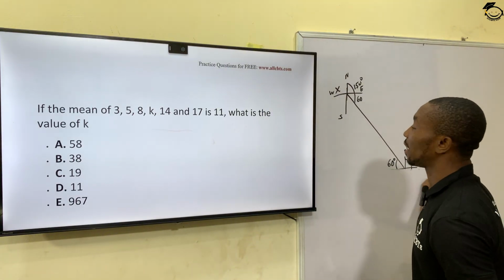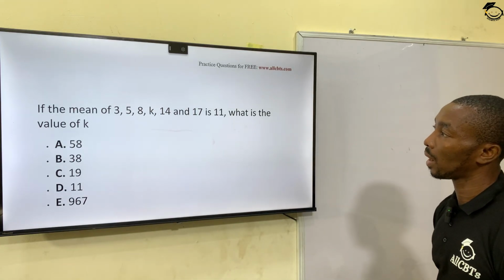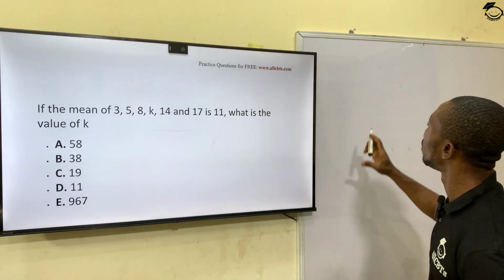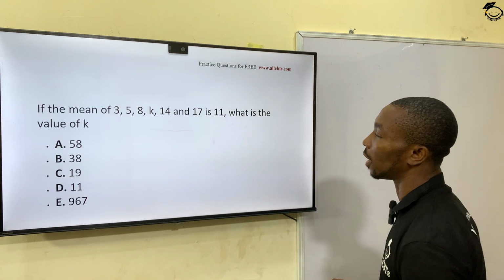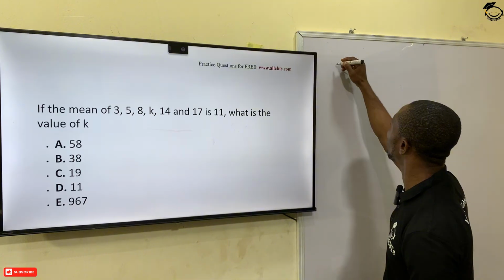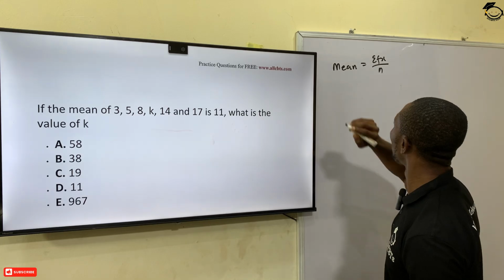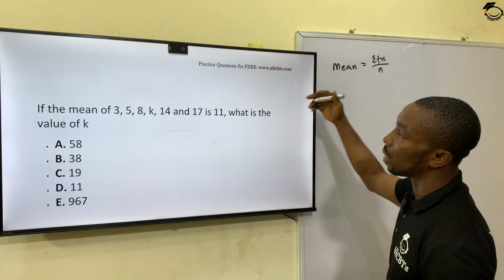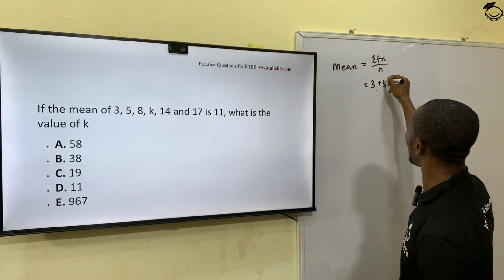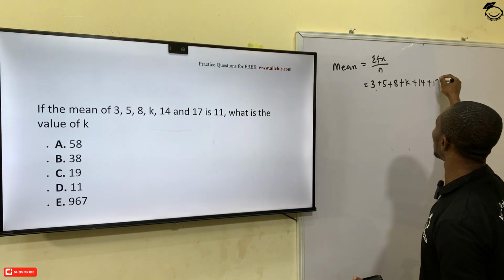Now, our next question says, if the mean of 3, 5, 8, k, 14, and 17 is 11, what is the value of k? Now, for us to find the value of k, we have to apply the mean formula. A mean is the summation all over the number of values. Now, our numbers there are 3 plus 5 plus 8 plus k plus 14 plus 17.